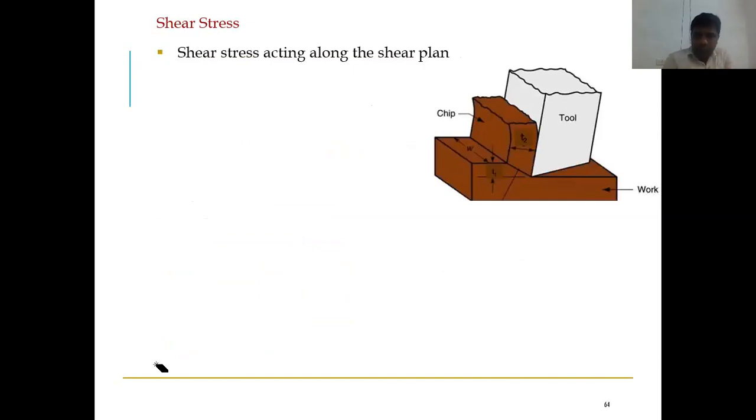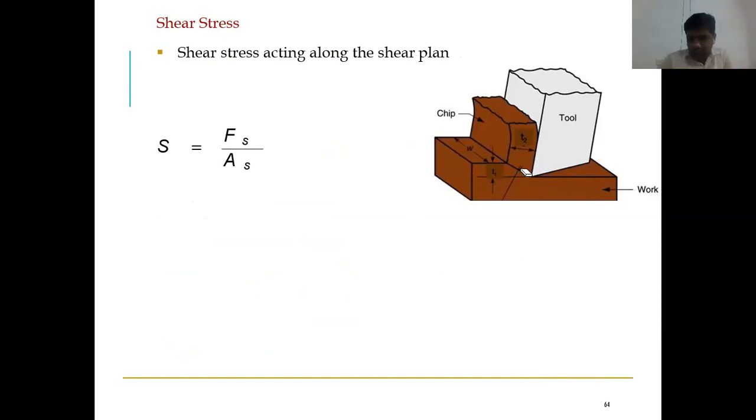So a simple example is shear stress. What is the shear stress? Shear stress is nothing but the stress acting in this particular area, right? This is the shear plane. In this plane, whatever stresses are there, that is considered the shear stress. So how do we calculate the shear stress normally? Fs by As, right? The shear force divided by As, nothing but the area of the shear.